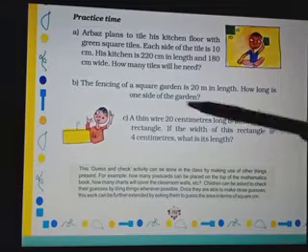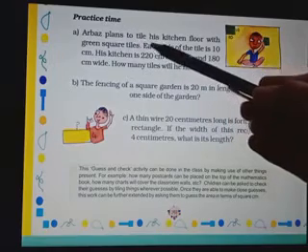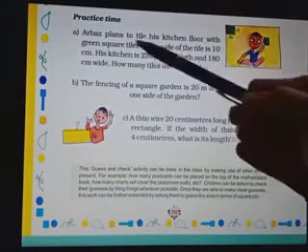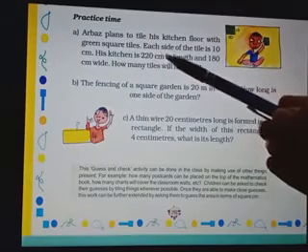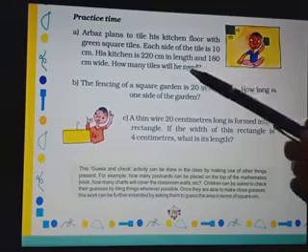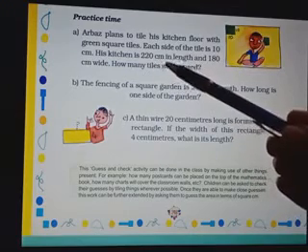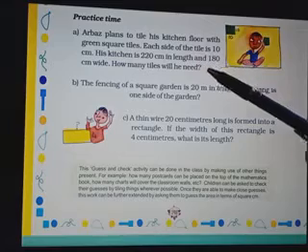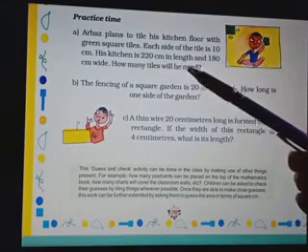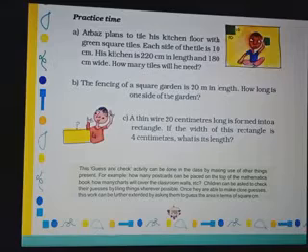In that question A, Arbaz planned to tile his kitchen floor with green square tiles. Each side of the tile is 10 centimeter. His kitchen is 220 centimeter in length and 180 centimeter wide. How many tiles will he need? Now what is the question? Length and width of the kitchen is given and length of tile is given, right? And we have to count that how many total tile will be needed to fix in the kitchen. Okay, so let's solve the answer.